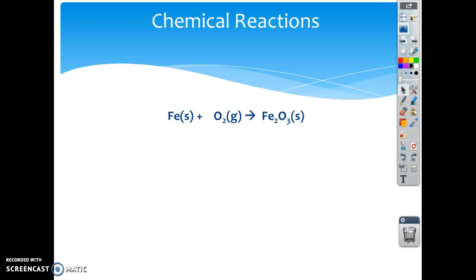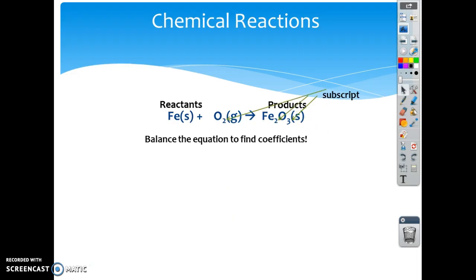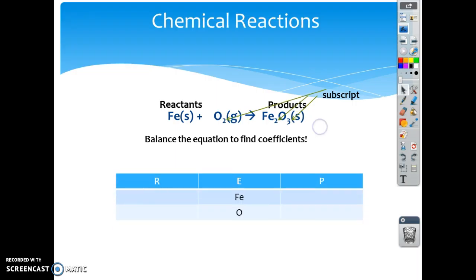If you remember, a chemical reaction always creates something new. In this case, we took some iron, combined it with some oxygen, and made iron oxide, which is rust. So on the left, we always have our reactants, and on the right, we always have our products. And a subscript is, remember, that little teeny number? Both of those are subscripts there. What we have to do is balance our equations to find those coefficients that go out in front.